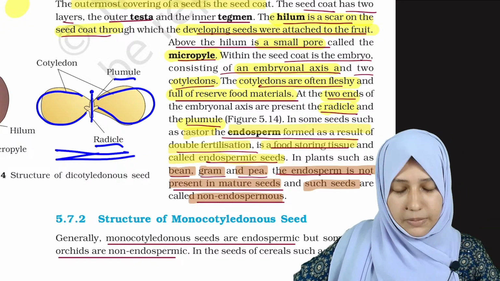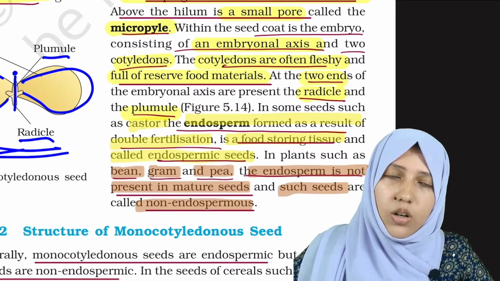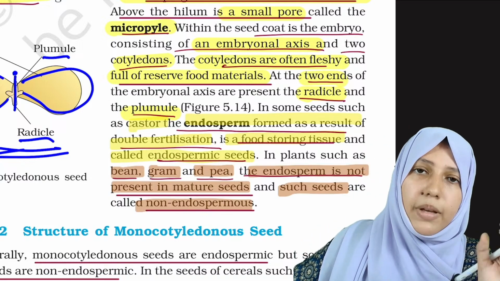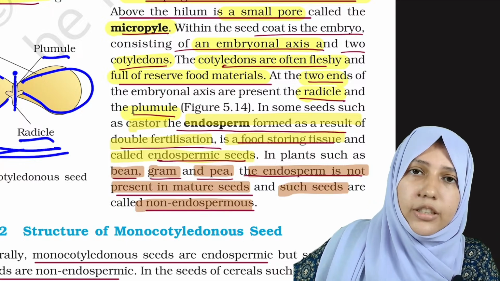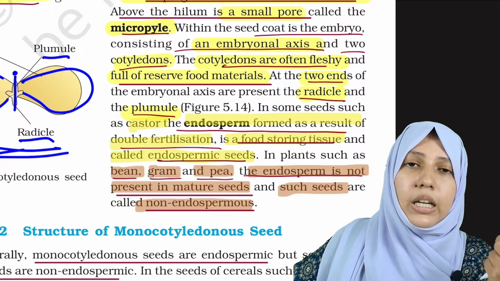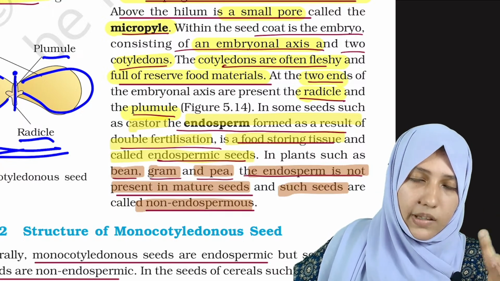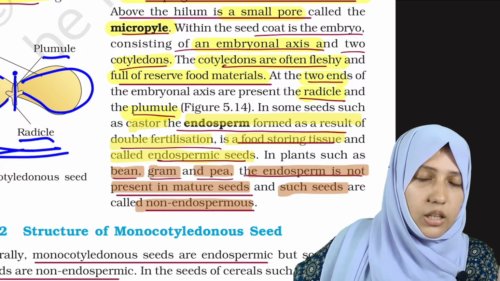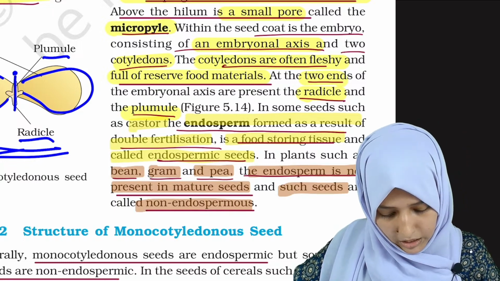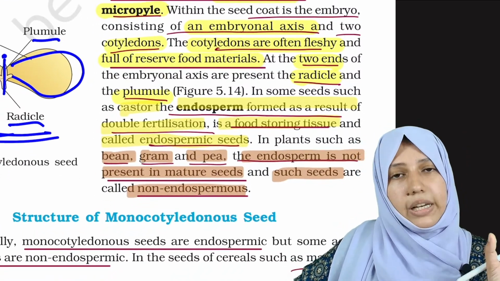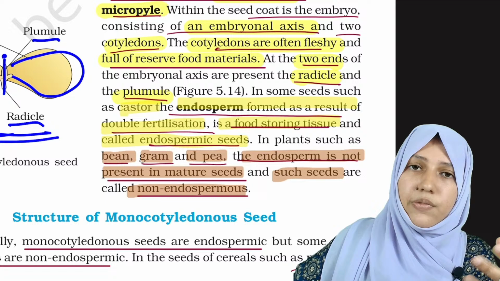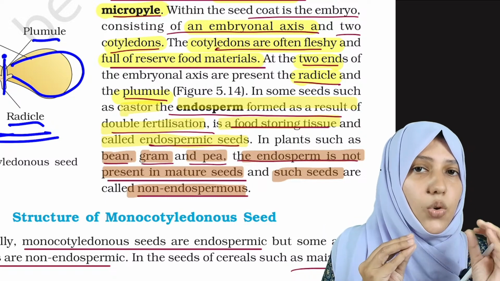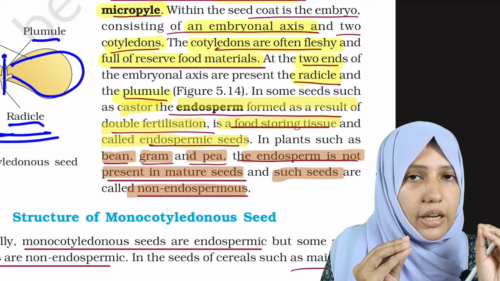In some seeds there will be formation of endosperm. What is endosperm? Endosperm is formed as a result of double fertilization. We will learn about this in detail in the second year chapters. For now, just note that endosperm is a structure formed as a result of double fertilization, and it provides the nutrients required for the developing embryo.